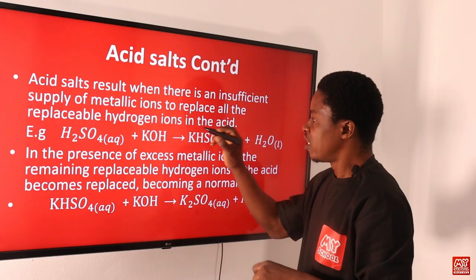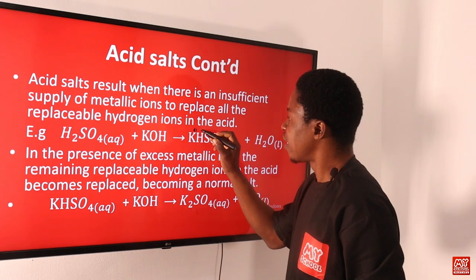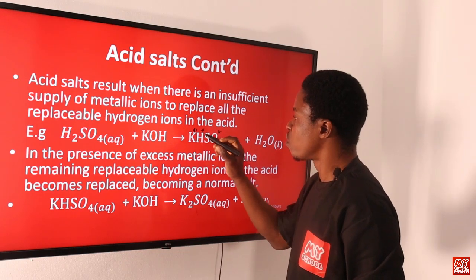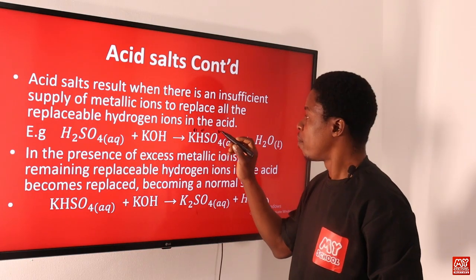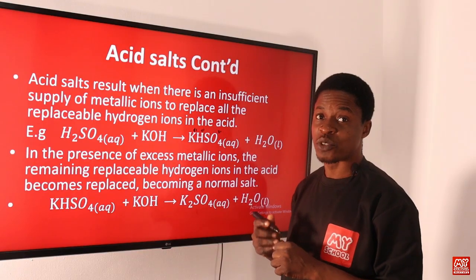2 minus. This is +1 here, this is +1 here, and then this is 2 minus, -2. +1 +1, that's +2. +2 minus 2, you can see that's 0, so it is balanced.